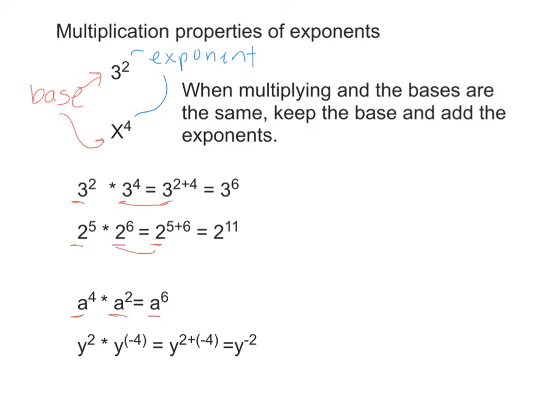The last example, you have y squared times y to the negative fourth. So we're going to keep the bases and add the exponents. 2 plus negative 4 is negative 2. But if you remember, we don't want to have a negative exponent. So because the exponent is negative, we draw that fraction bar, we drop it down to make it positive, and put a 1 on top.